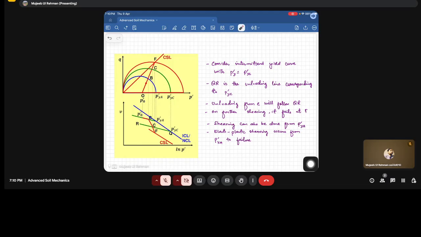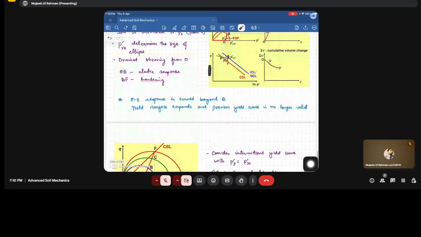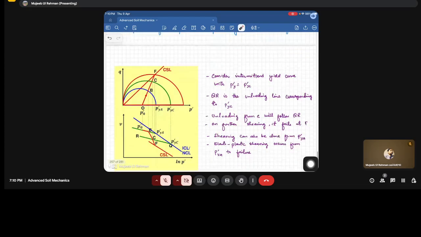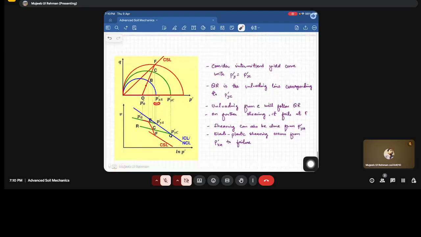So the main thing in introducing this intermediate yield curve was to let you understand that it is not simply a line. There are some intermediate states between P dash y A and the state of the soil at the critical state, which we need to understand.